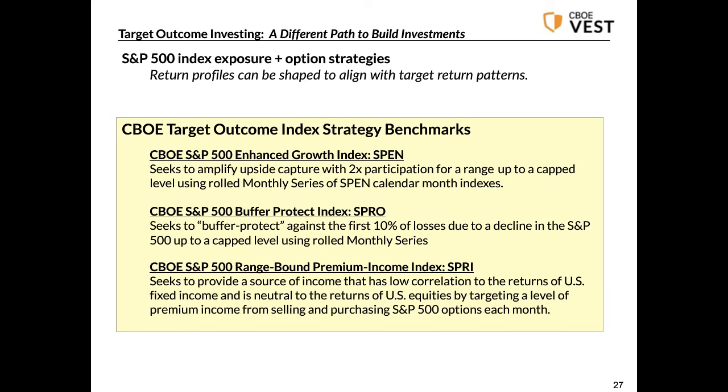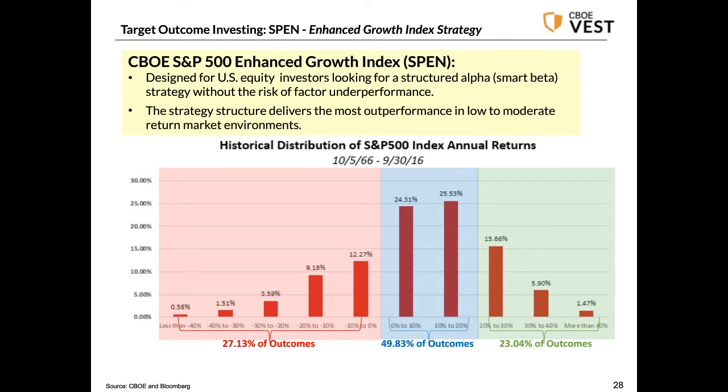Let's first look at the enhanced growth index. So this is designed for investors. This would fit more in a full equity bucket, and would be competitive with smart beta strategies. But as we know, many smart beta strategies like low vol or high dividend might be exposed to sector or factor underperformance. This strategy is invested in the S&P 500, but it seeks to deliver outperformance in low and moderate return environments in which it would amplify, and pays for that amplification by capping returns in other environments.